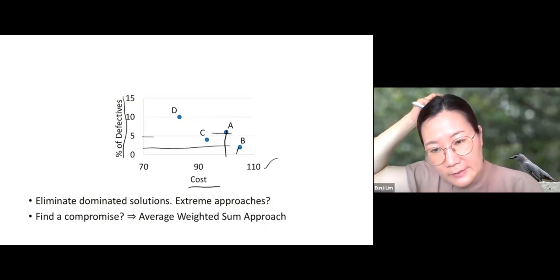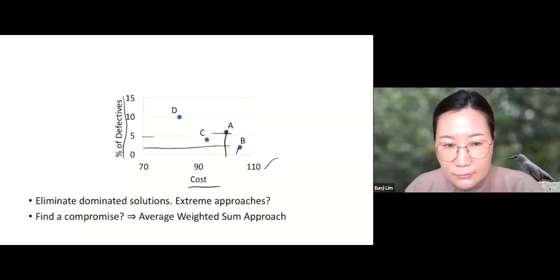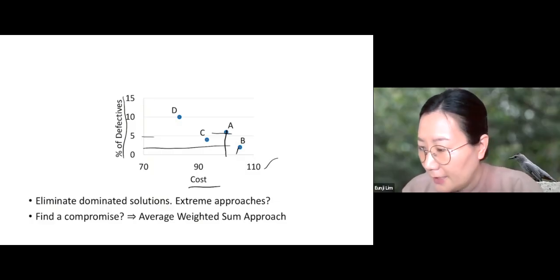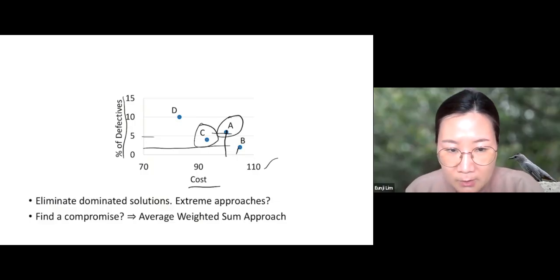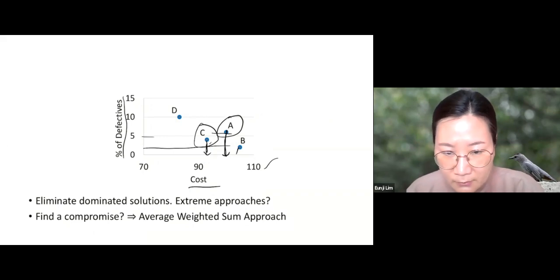So first of all, let's eliminate dominated solution. What's a dominated solution? A dominated solution is a supplier whose performance is worse than another supplier in every aspect. For example, A is a dominated solution. This is dominated by C. Why? Because C has a lower cost. Let's look at the cost. C has a lower cost than A. So A is dominated by C in terms of the cost.